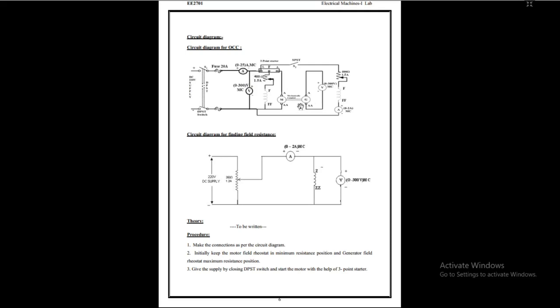But in order to operate the generator, mechanical power is required. That mechanical power is taken from the motor. This motor is a shunt motor, that's why a field is there. The field is connected in shunt to this motor. In order to adjust this field, I am connecting a rheostat in the field.